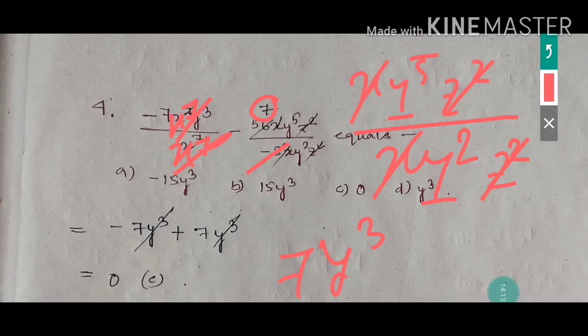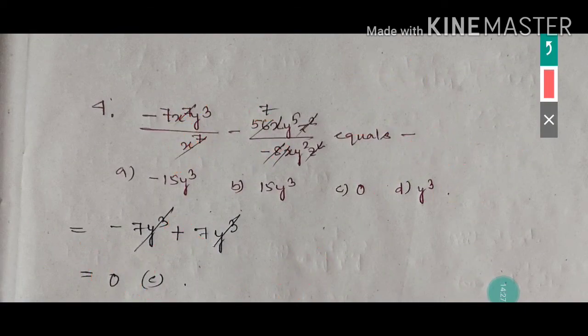Here minus is there, and here minus is there, so minus minus becomes plus. Already in this case minus is there, so minus 7 y cube. So minus 7 y cube plus 7 y cube will get cancelled, and the answer will be 0. This one.